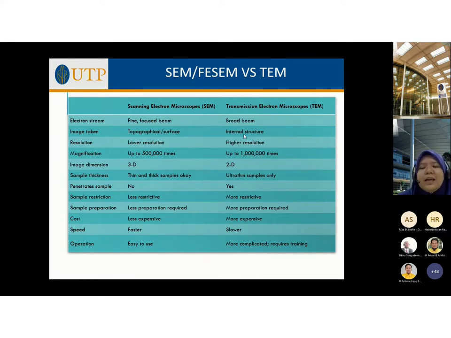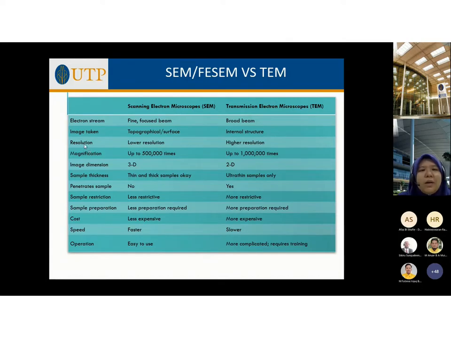Okay. If let's say your sample is very thick, you could not see anything, you can only see the black color of the image particles. You couldn't see any arrangement of lattice and everything. So you need to have a very fine sample in order to proceed with TEM analysis.